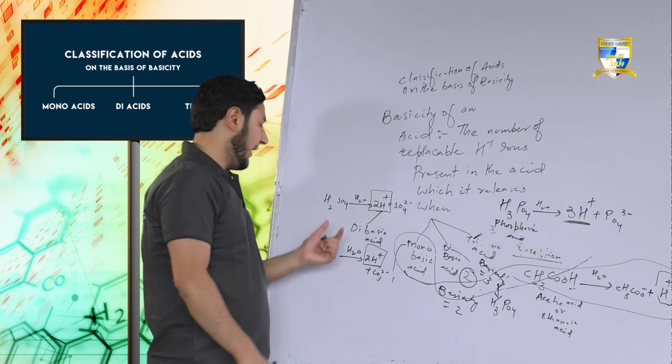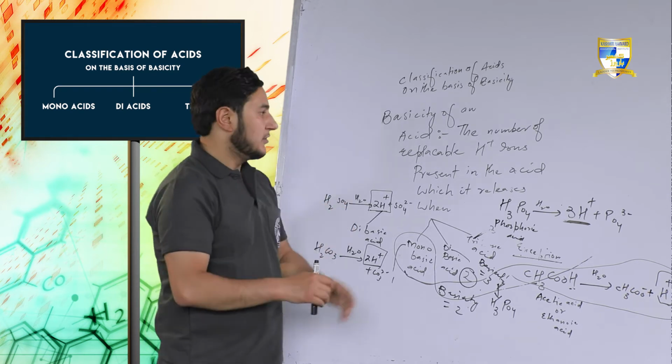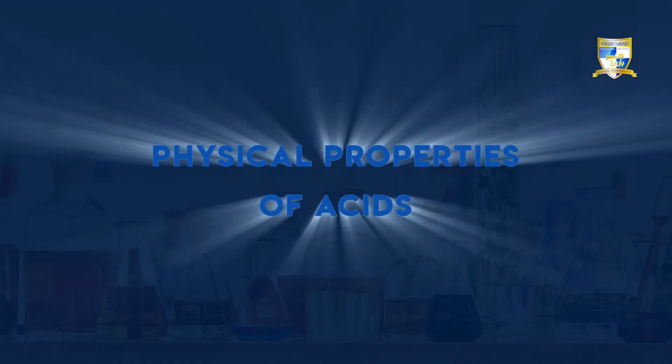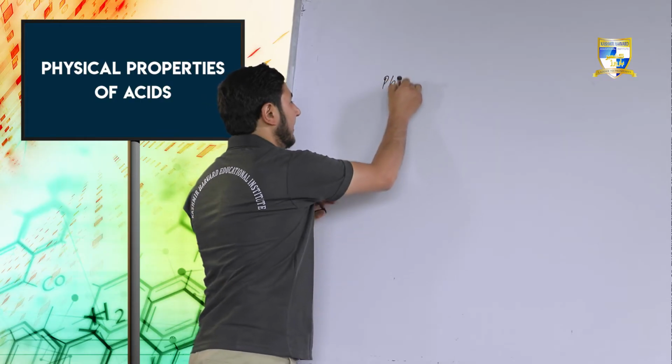H2CO3, carbonic acid, H2SO4, sulfuric acid. Remember the name, king of chemicals. Fine. So this was all about the classification of acids on the basis of basicity. Now we will study the physical properties of an acid.